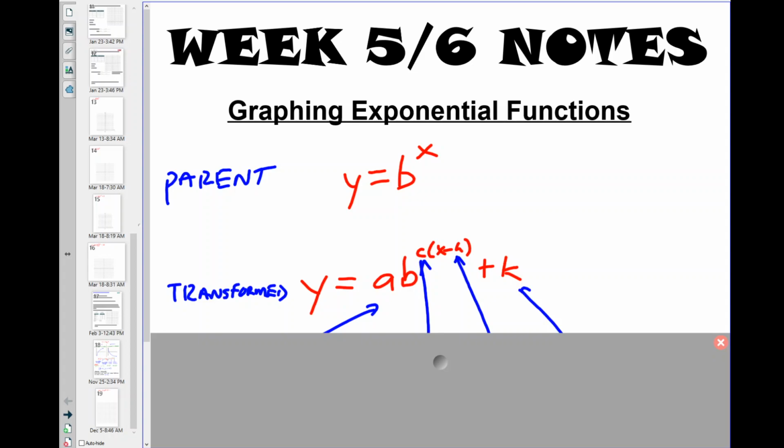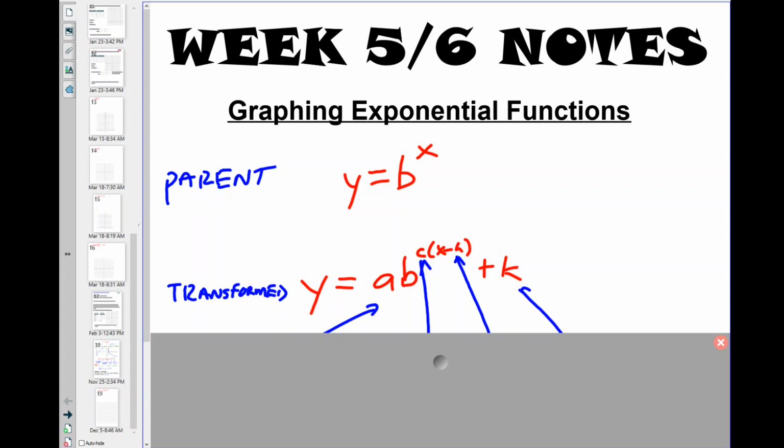Where do we find A? Like the quicker you answer, the quicker we can get through this. I know we're still half asleep. Where do we find A? Where do you see the A located? Before the base, in front of the base.